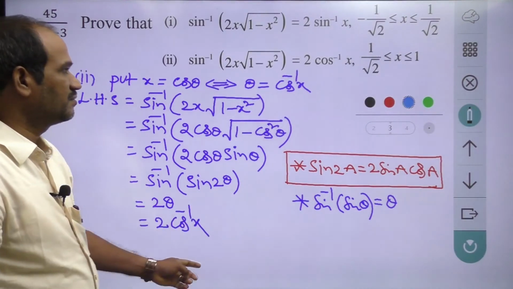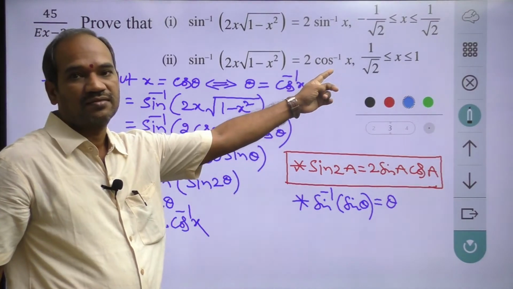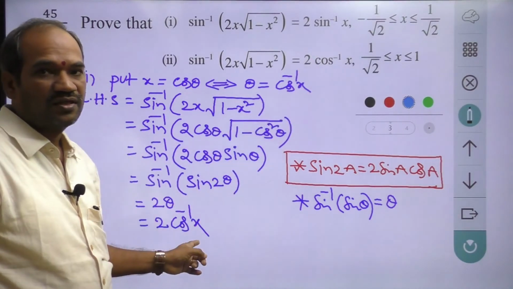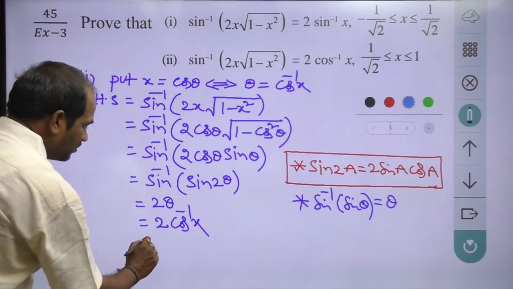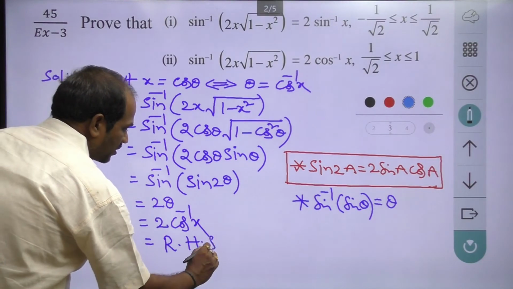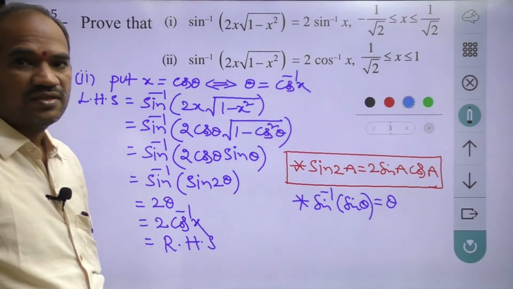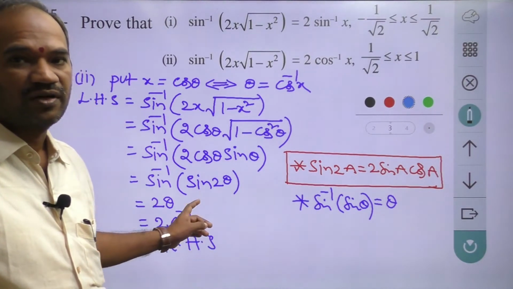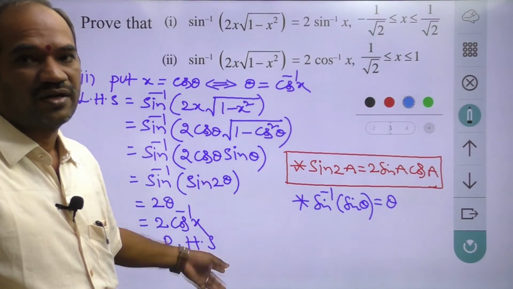Check the RHS value. The RHS value is 2 cos inverse x. So that is equal to RHS. Okay, easy problems. You also practice the first question one time.